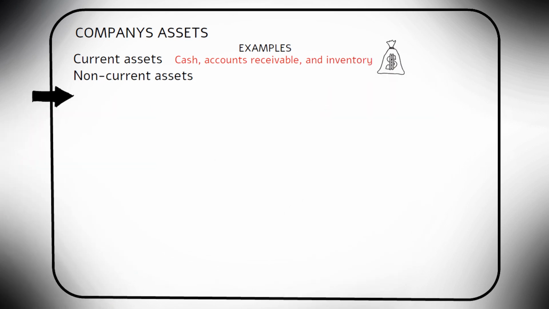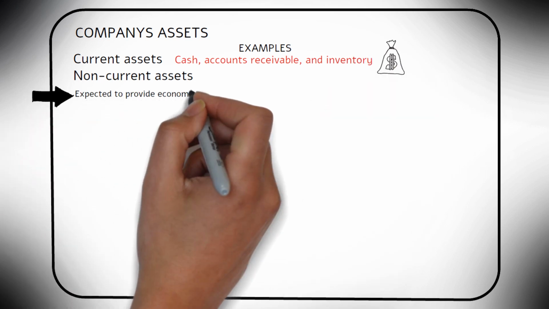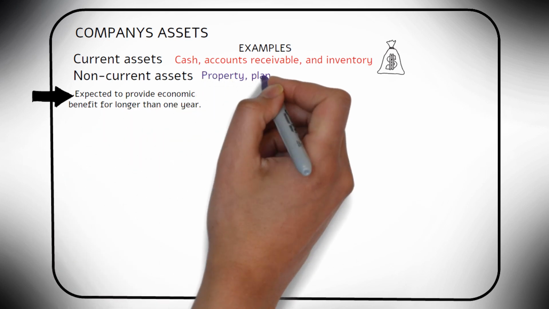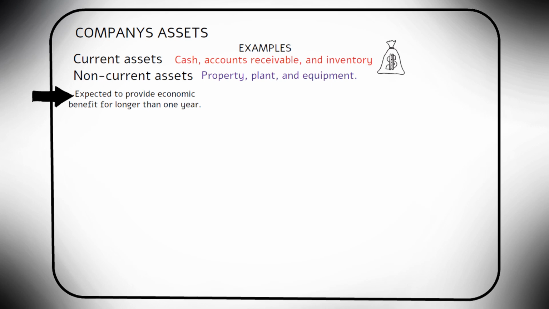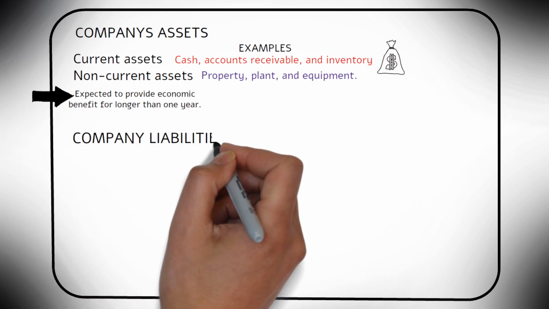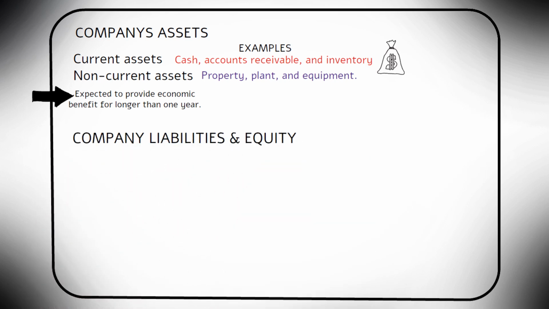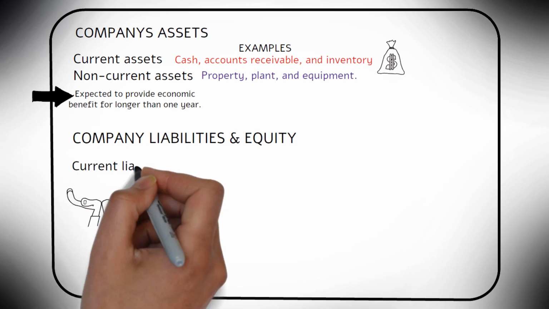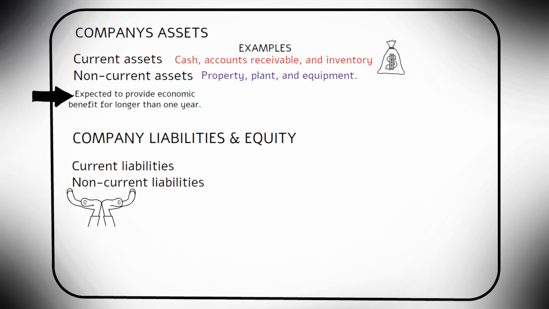Non-current assets are assets that are expected to provide economic benefit for longer than 1 year. Examples include property, plant, and equipment. On the right side of the balance sheet, the company's liabilities and equity are listed. Liabilities are also divided into two categories: current liabilities and non-current liabilities.